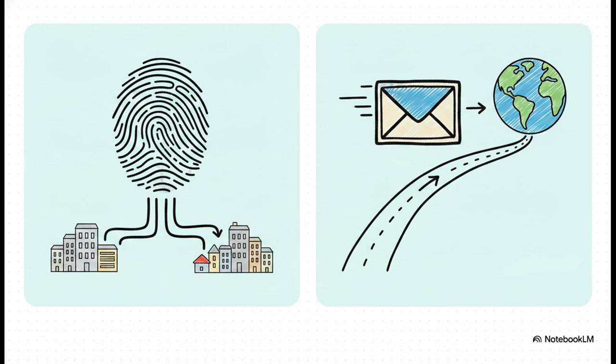Think of the MAC address like your social security number. It never changes and it identifies exactly who you are. The IP address, on the other hand, is like your mailing address. It changes depending on where you are currently living or connected.